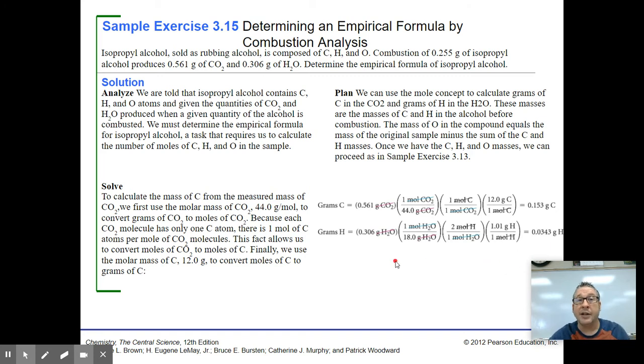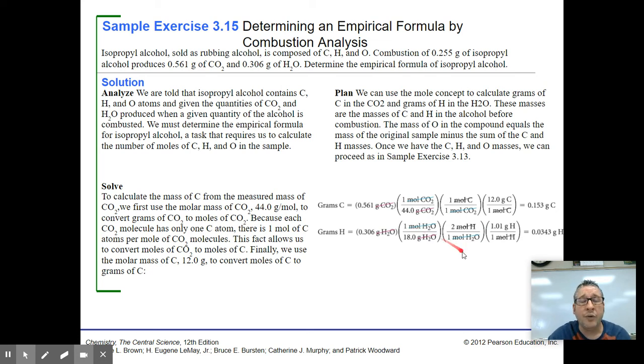So we have now calculated the grams of carbon. We then need to calculate the grams of hydrogen, and we follow the same steps that we just did for carbon. We start off with our given in grams of H2O, 0.306. We then need to go from grams of H2O to moles of H2O. So we use the molar mass of water, 1 mole on top, 18 grams of H2O on bottom. Grams cancel out. We now have moles of H2O.